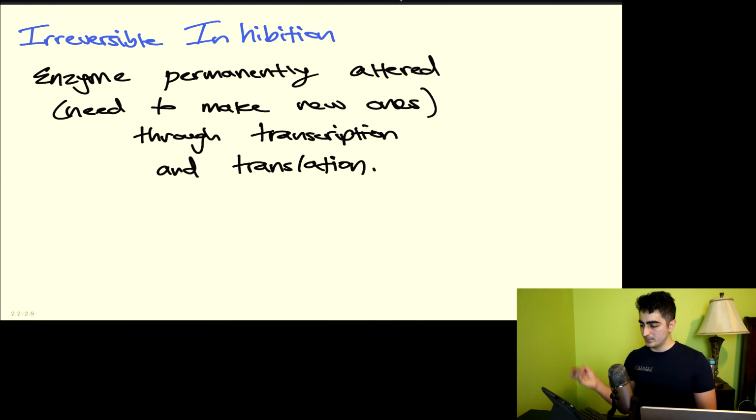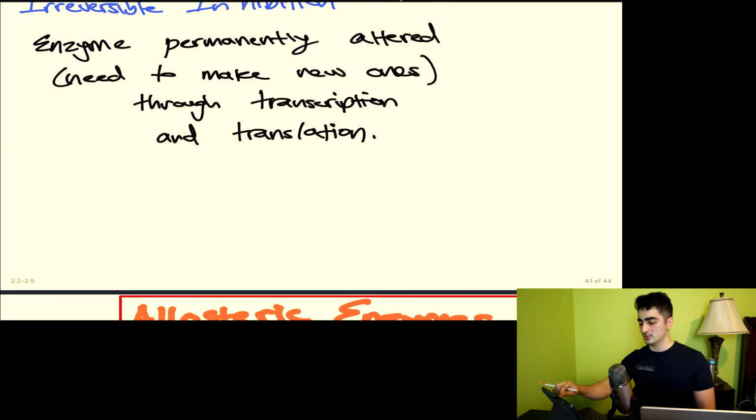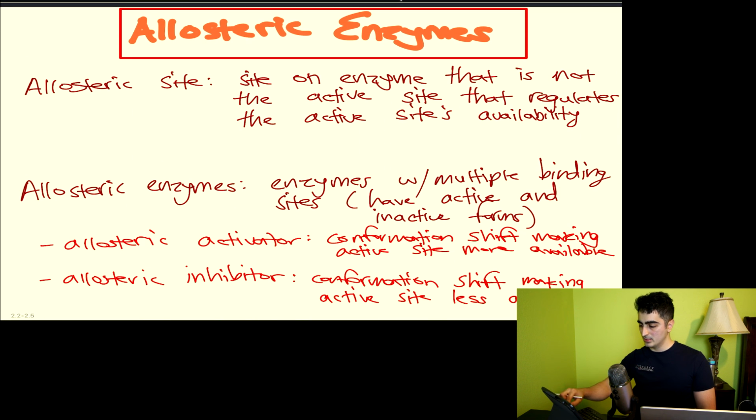Finally, irreversible inhibition. You don't have to know it too much, but all the other ones that we talked about were reversible, which means that the inhibitor can pop off of the enzyme, it can leave. Irreversible is basically when the enzyme is permanently altered due to the inhibitor, and you need to make new ones, right? You can't use that same enzyme anymore. You have to make new enzymes through transcription and translation.